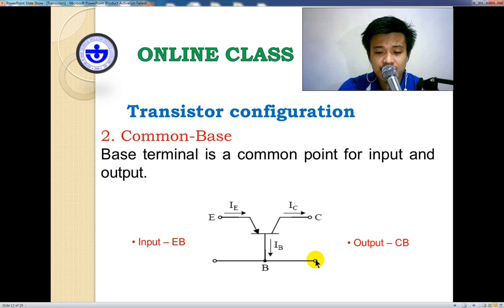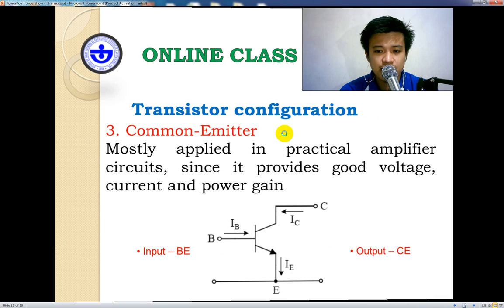So the base here would be connected to the ground, or it is our ground terminal, and the collector would be our source with a specific value. So that is what is being imposed on the common base configuration. Okay, that is the common base configuration.